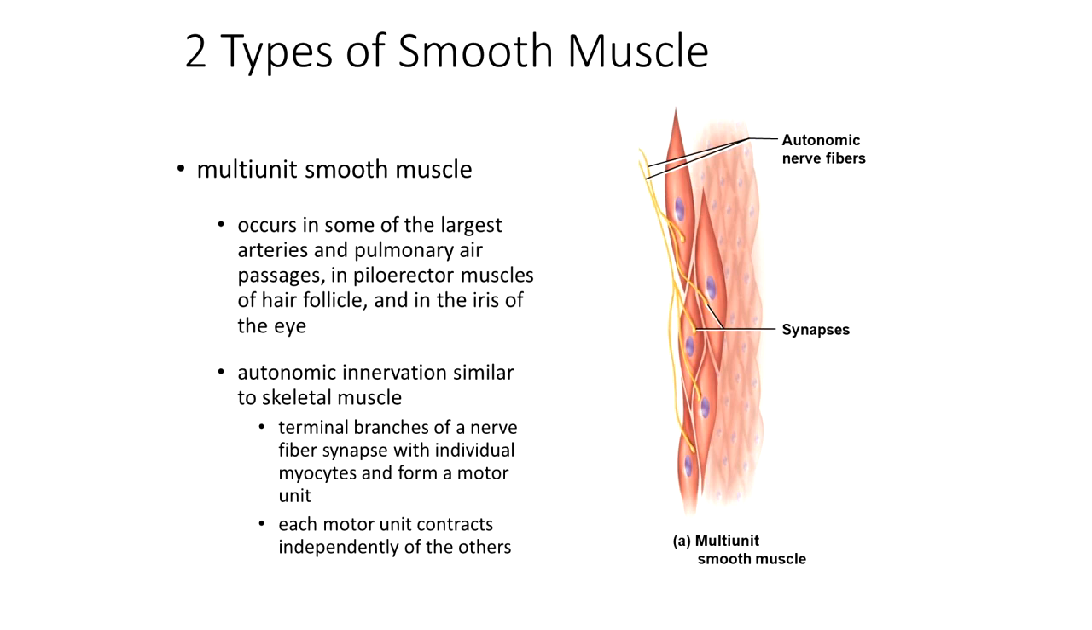There are two types of smooth muscle. The first one is what we call multi-unit. This occurs in some of the largest arteries and the pulmonary air passages, in the piloerector muscles of the hair follicle, and in the iris of the eye. The autonomic innervation is similar to that of skeletal muscle. Terminal branches of a nerve fiber synapse with individual myocytes in a form of motor unit. Each motor unit contracts independently of the others.